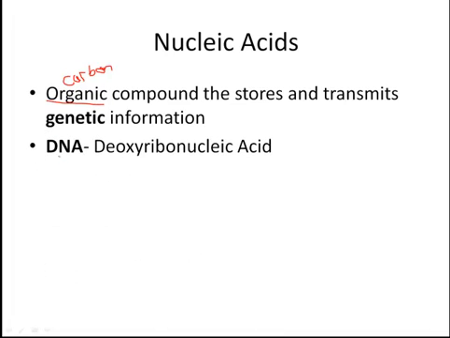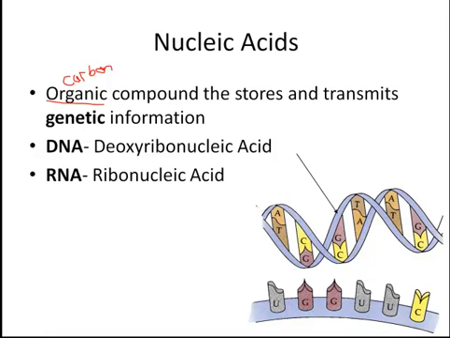The two types of nucleic acids are DNA, or deoxyribonucleic acid, and RNA, or ribonucleic acid. DNA has a double helix structure. It's a large molecule, whereas RNA is a much smaller molecule and has only a single strand.